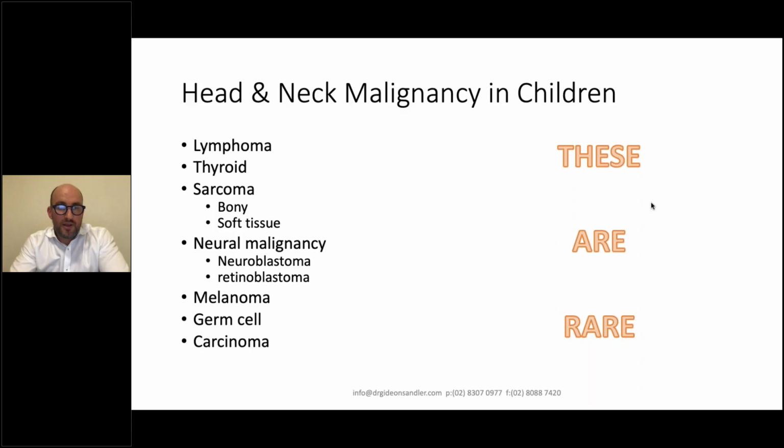Sarcoma is the next most common. Depending on the age of the patient, they can be bony or soft tissue in nature. Neural malignancies tend to happen in much younger children, around 6 months to 1 to 2 years old. The more common of those two are neuroblastoma and retinoblastoma. Melanoma is very rare in prepubescent children, but is increasingly common in adolescents. A germ cell tumor tends to happen in younger children, and carcinoma in children is exceedingly rare.